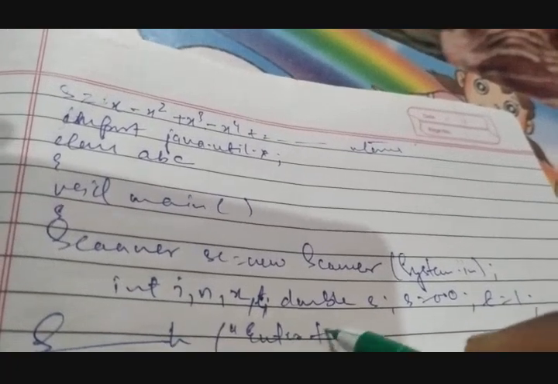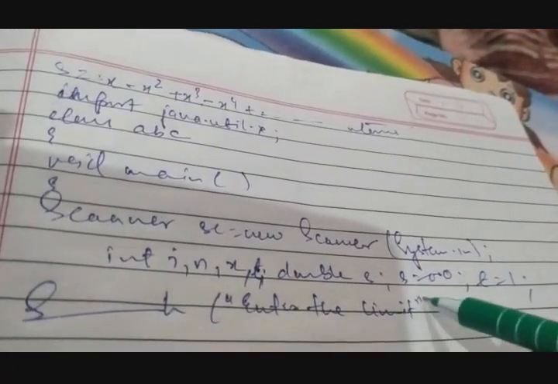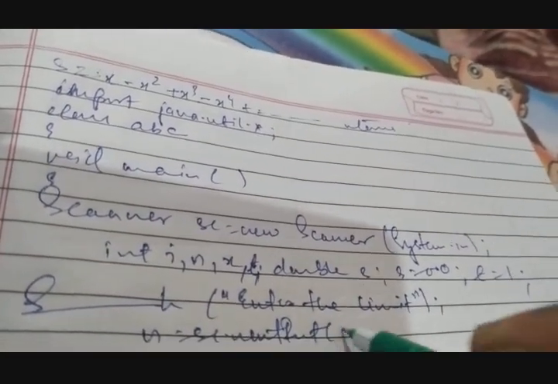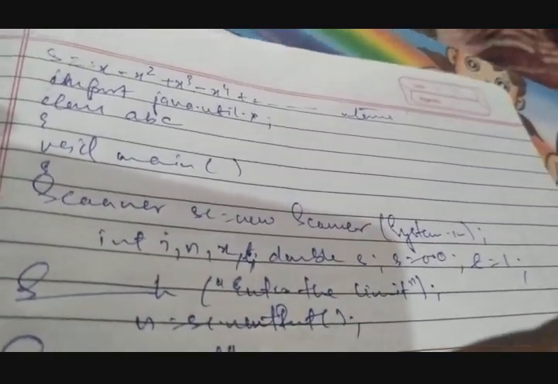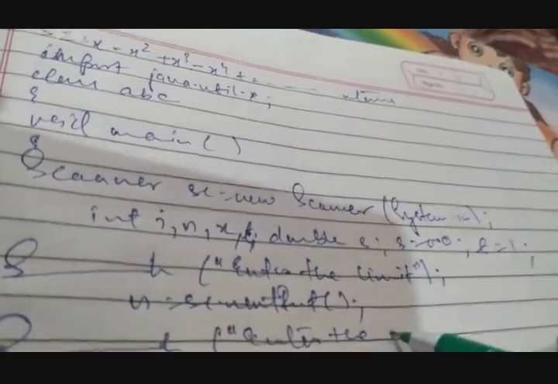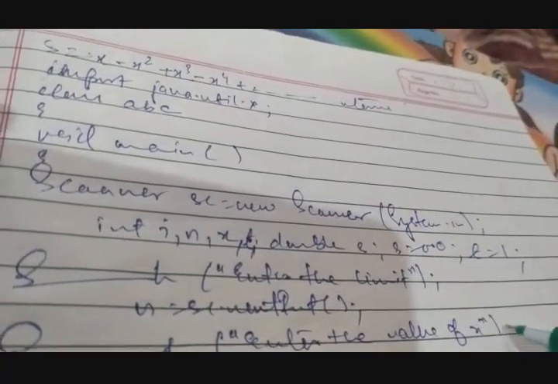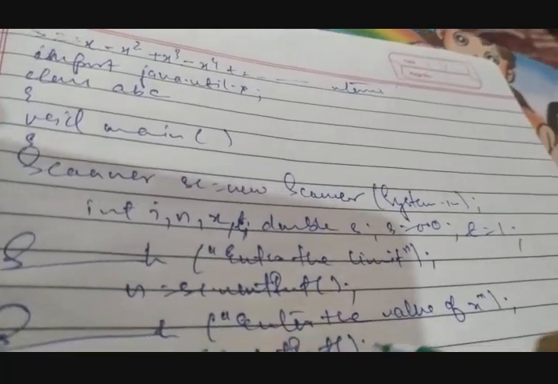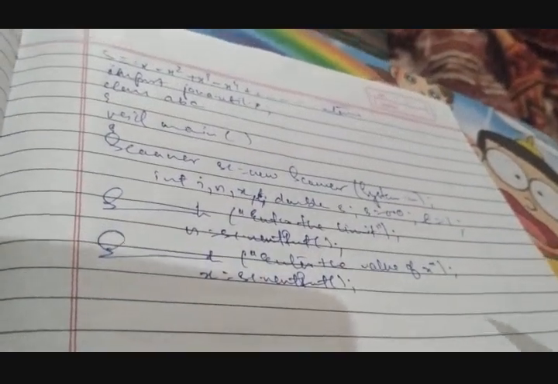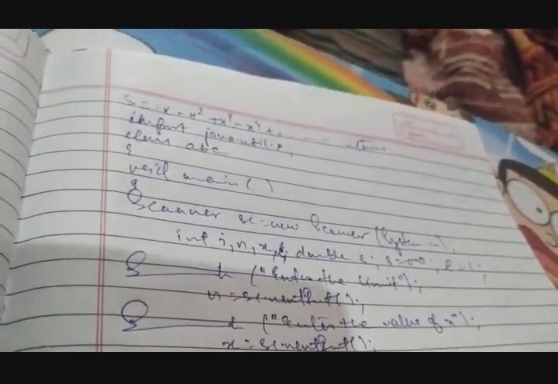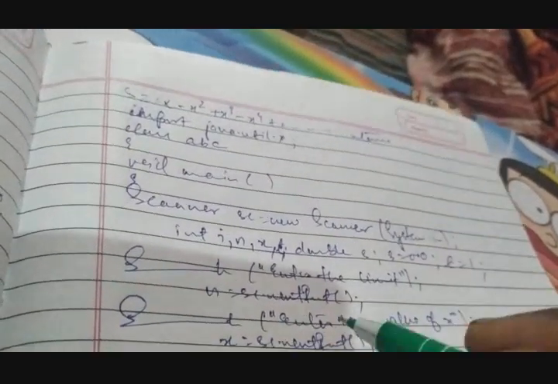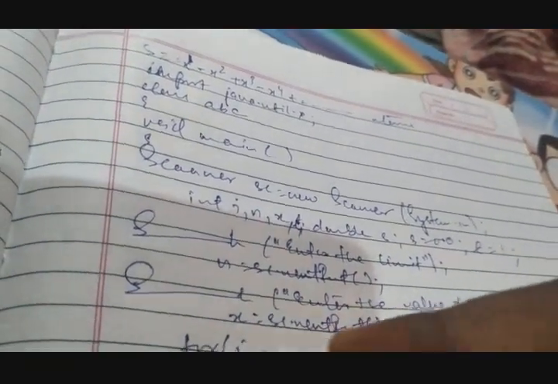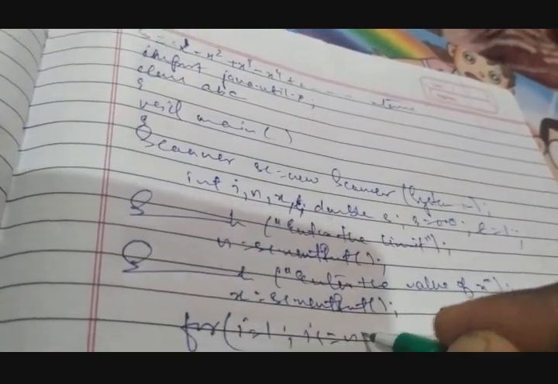So println: Enter the limit. n equals sc.nextInt method. So println: Enter the value of x, x equals sc.nextInt method. So here we go with the loop. So loop starts with a 1. So for i equals 1, i less than equals n, i plus plus.